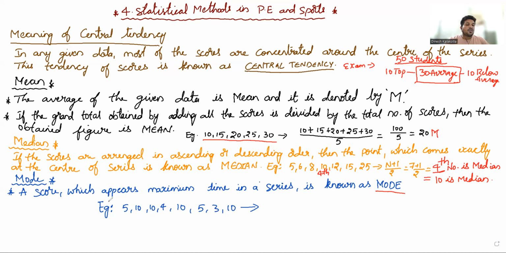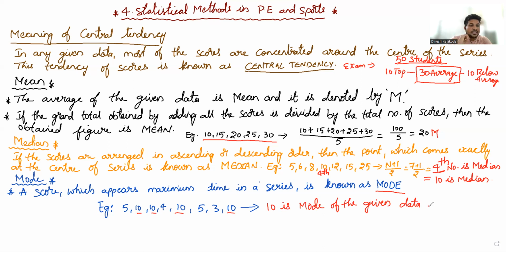Now, there is a given data up here: 5, 10, 10, 4, 10, 5, 3, 10. In this data, what is the mode? You can easily tell 10 is repeated many times, that is 4 times. So 10 is the mode of the given data.